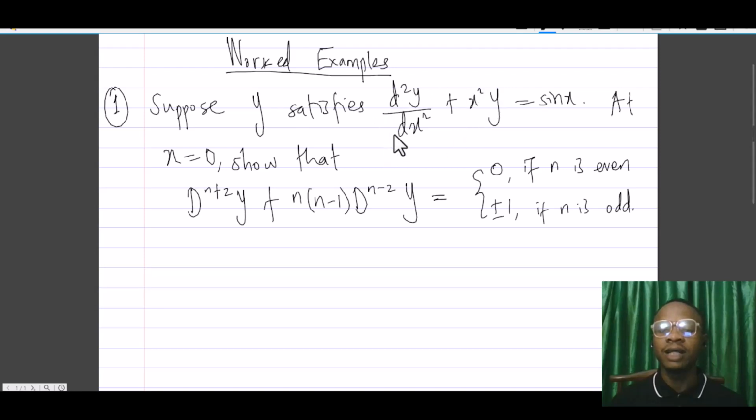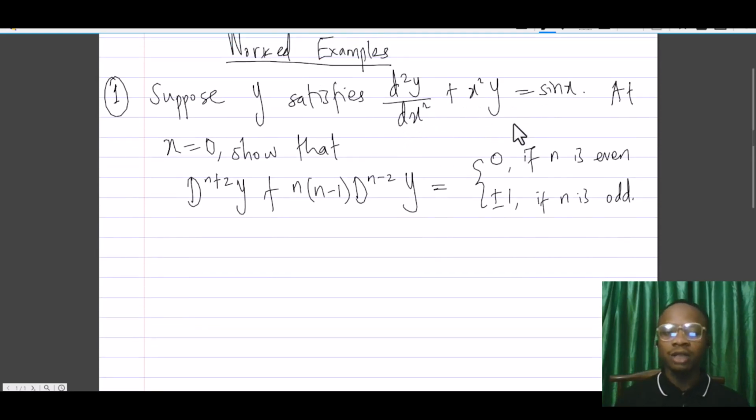We can take the nth derivative. This is basically the n plus 2 derivative, so that means that if we have the second derivative already, for us to get the n plus 2 derivative, we should take the nth derivative of this expression. So we go ahead and do that now and see what it gives us.